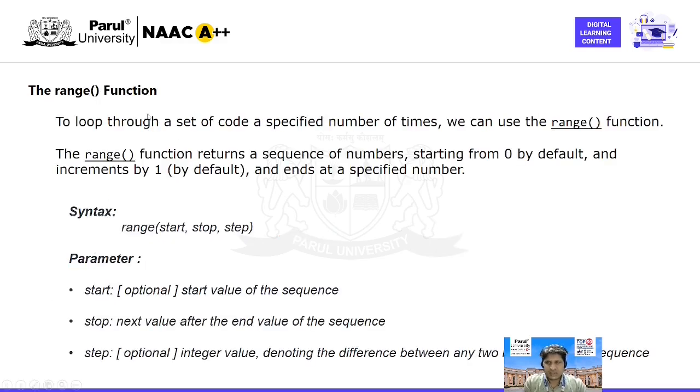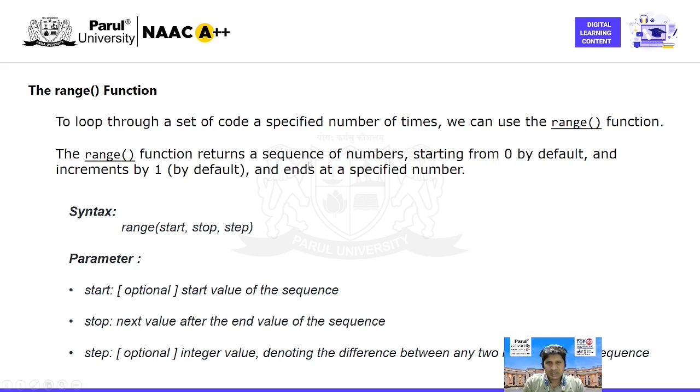The range function. This is a very important function. It is only used with the for loop. To loop through a set of code a specified number of times, we can use the range function. It means if we want to perform a loop for a specific number of times, suppose you want to print 20 times or 10 times, then the range function is very common, very popular and very suitable for this.